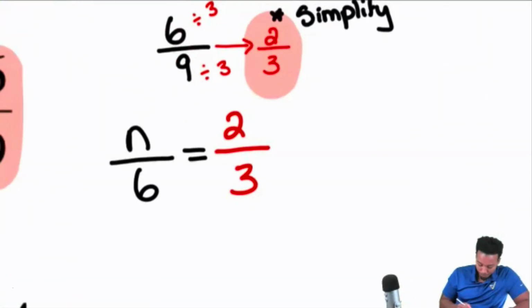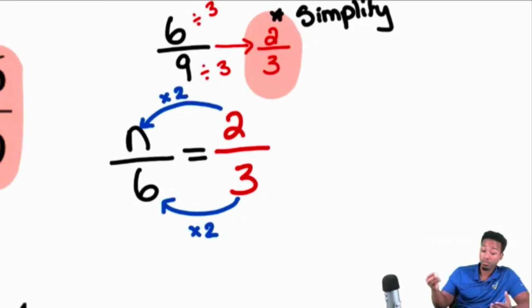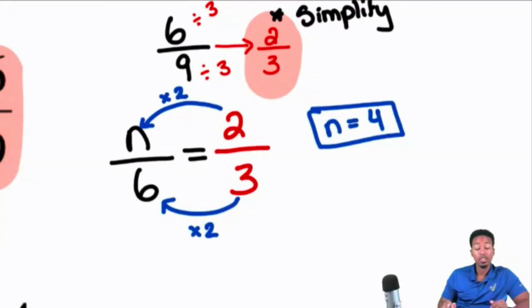But here you are. What we can do now is look at that comparison. Everybody, how do we go from 3 to 6? Times 2. Thank you, Stefan. And then from there, 2 to n will be the same relationship, times 2. 2 times 2, right there. N equals 4. Boom. There it is.